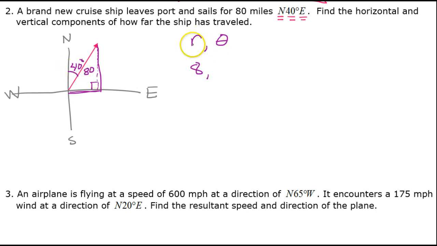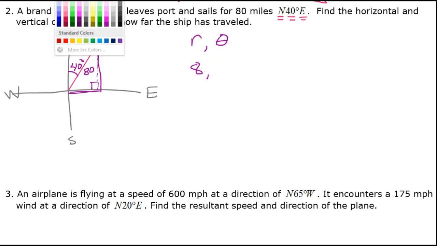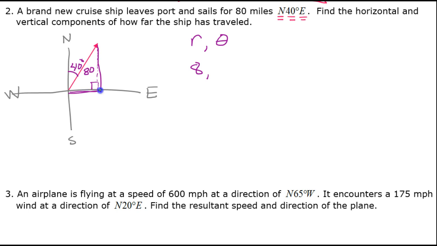So right now we have the magnitude is 80, and the direction we can get from the 40. When I talk about magnitude and direction, r comma theta, the direction that I want is going to be measured from the positive x-axis. It's going to be measured from the east in a counterclockwise manner. So if this angle from north is 40 degrees, then the direction that I'm interested in is 50 degrees. I'm just subtracting from 90. So that's the theta that I'm going to use.